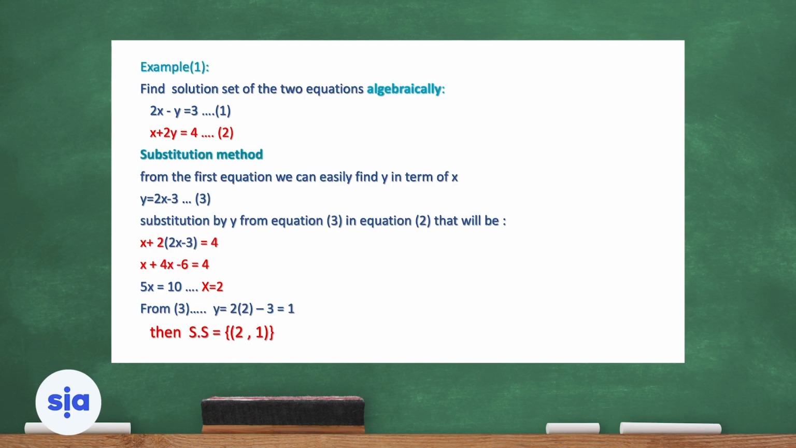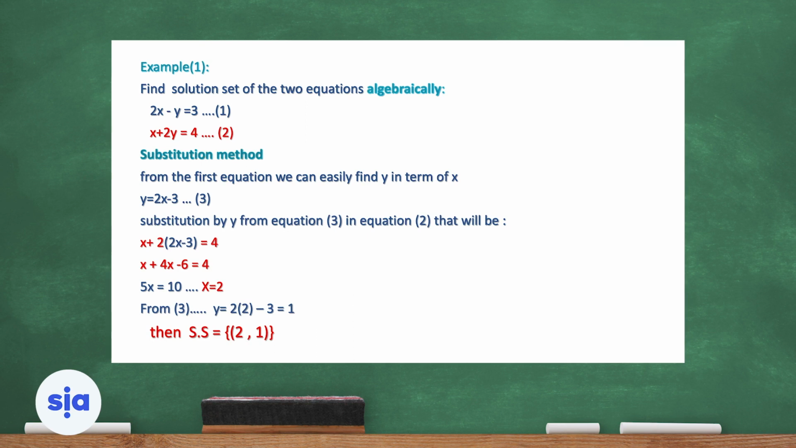In this example, we have two equations. The first equation, 2x minus y equals 3. And the second equation, x plus 2y equals 4. Let's name the first equation, equation 1, and the second equation, equation 2. You're going to decide here which way to use, either the substitution way or the omitting way. You can use any of them.